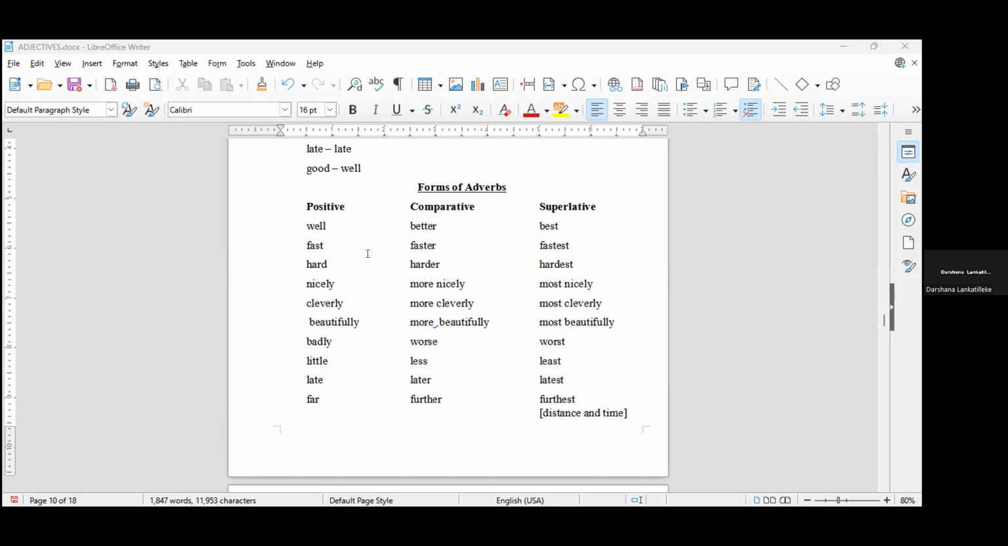Then badly, worse and worst, right? In adjectives we used bad, worse, worst. Here, badly, worse, worst. Then little, less, least. Late, later, latest. Far, further, and furthest, right?